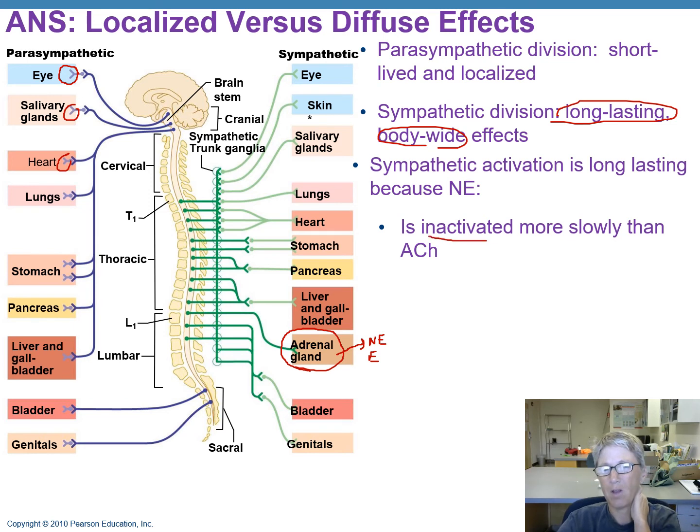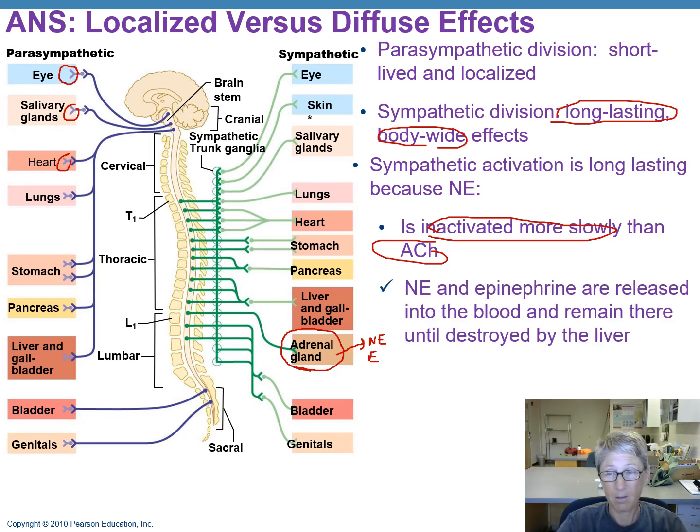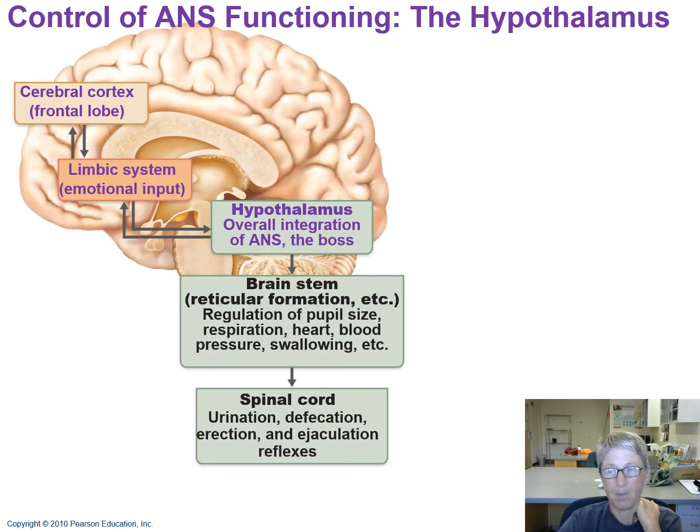Norepinephrine is inactivated more slowly than acetylcholine, so norepinephrine stays around longer. Remember, acetylcholine from the parasympathetic nervous system is broken down by acetylcholinesterase, while breakdown of norepinephrine and epinephrine happens more slowly. And as we just talked about, norepinephrine and epinephrine are released into the blood from the adrenal gland, specifically the adrenal medulla, and they stay in the blood until the liver actually breaks down epinephrine and norepinephrine.